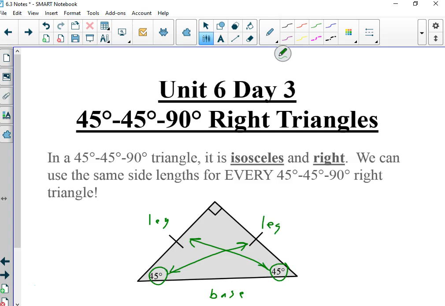And remember, the base does not have to be on the bottom. It can look like this. And there's my base angles, and there's what's called our vertex angle. Okay? But notice that this is going to be a right triangle. It's a horrible right triangle, but see if I can clean that up a little bit. Make it look a little bit better.